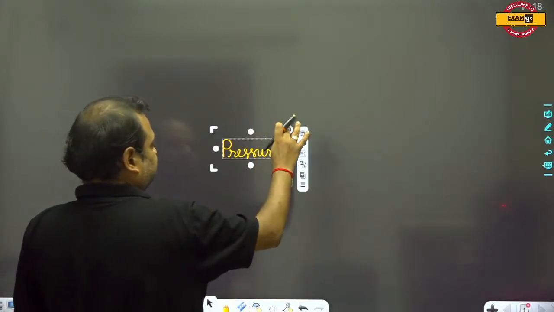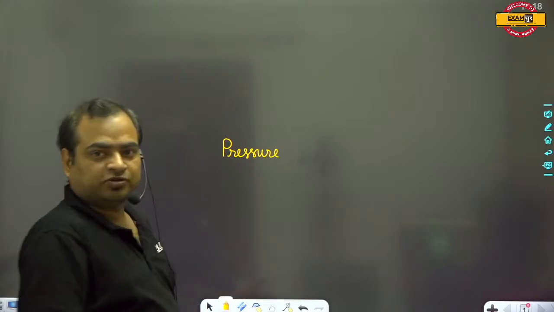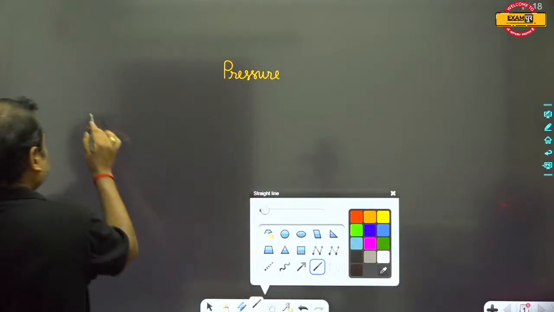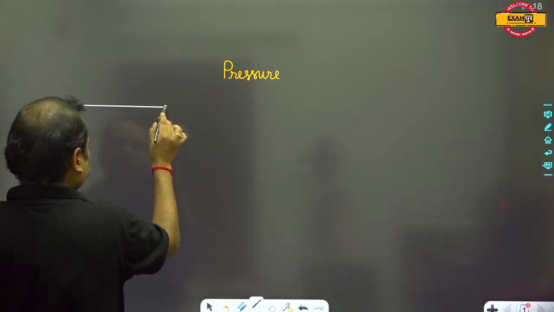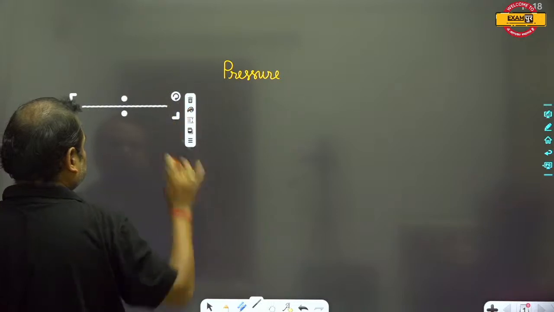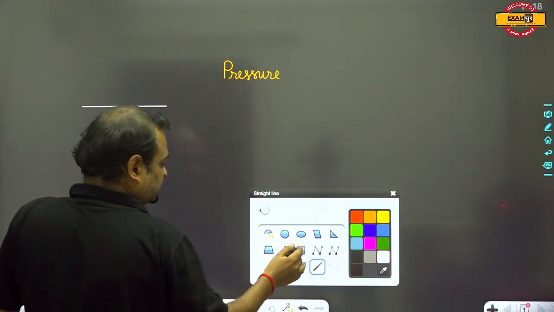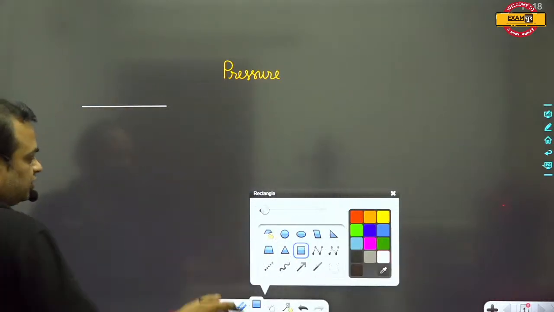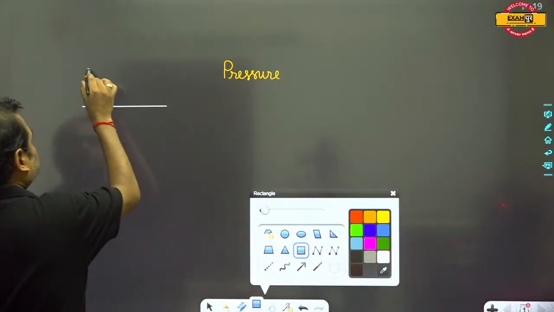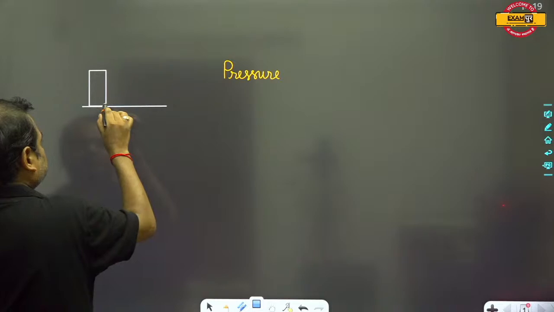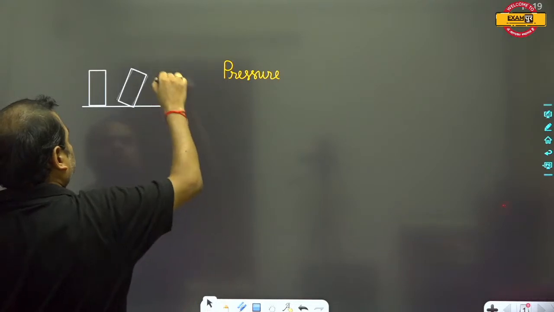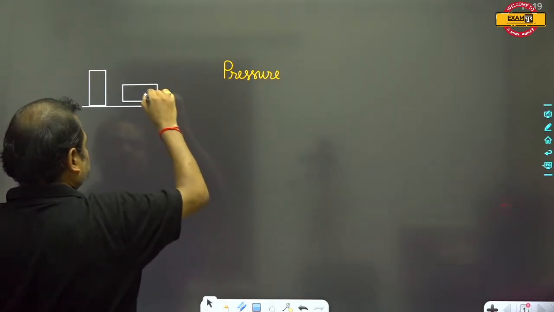Pressure. Okay, guys, simply when we talk about pressure, it can be defined as the force per unit area. Suppose that this is ground, and I have taken two pieces of bricks. One brick has been placed like this, and another brick has been placed like this.